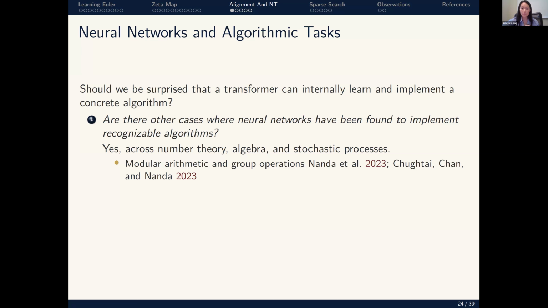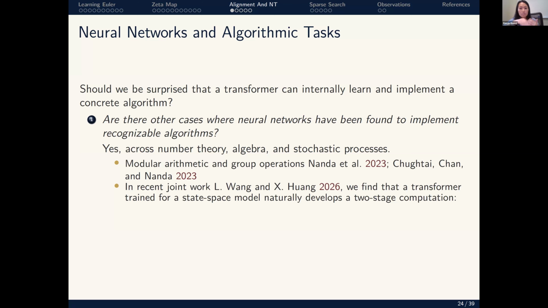It uses the group representation to learn group operations. You may be wondering whether this phenomenon only happens if you have no noise in your model. That's not the case. In a recent work joint with Wang and myself, we find that a transformer model trained on a state space model also shows the same phenomenon.